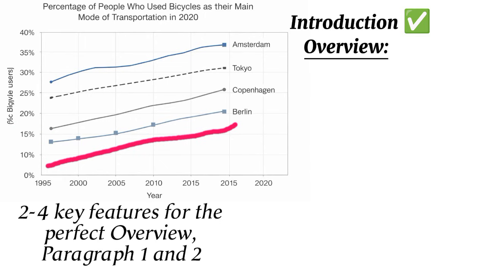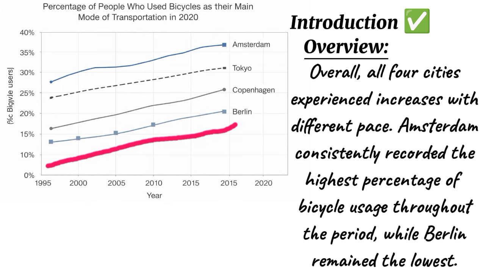You should normally have from 2 to 4 key features. And here's how I wrote my overview. Overall, all 4 cities experienced increases with different pace. Amsterdam consistently recorded the highest percentage of bicycle usage throughout the period, while Berlin remained the lowest.